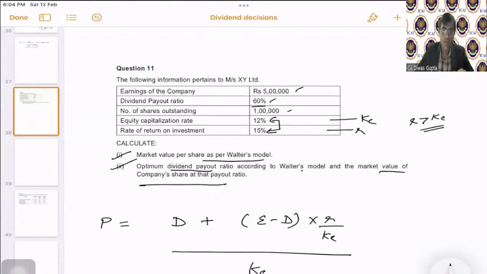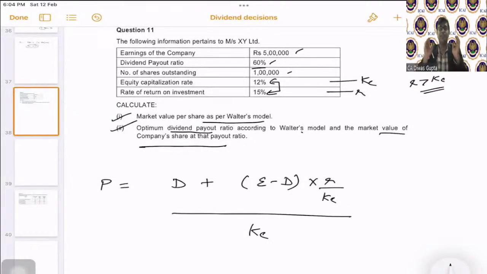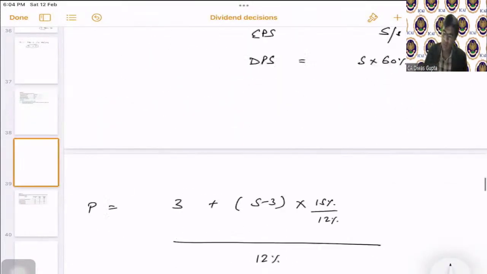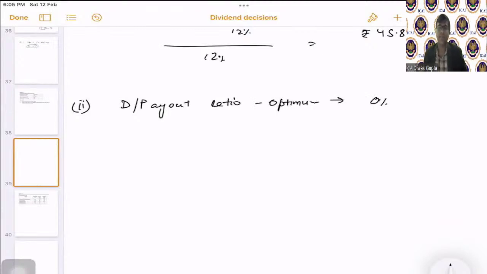So what will happen? In such a case, the best wealth maximization principle is to keep all the monies with the company, and hence the dividend payout ratio should be 0. So the optimum dividend payout ratio would be 0%.